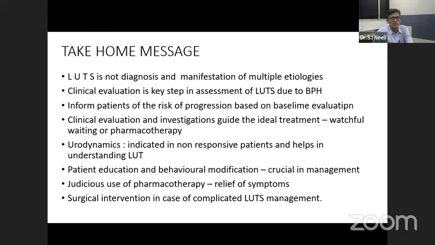The clinical evaluation and investigations will help us in guiding the ideal treatment, like whether the patient has to switch to watchful waiting or pharmacotherapy. Urodynamics is indicated in non-responsive patients and helps us in understanding the lower urinary tract pathology in that individual patient. Patient education and behavior modification are crucial in the management of the patients. Judicious use of pharmacotherapy helps in relieving the lower urinary tract symptoms in the affected patients, and surgical intervention in case of complicated LUTS management. Thank you.